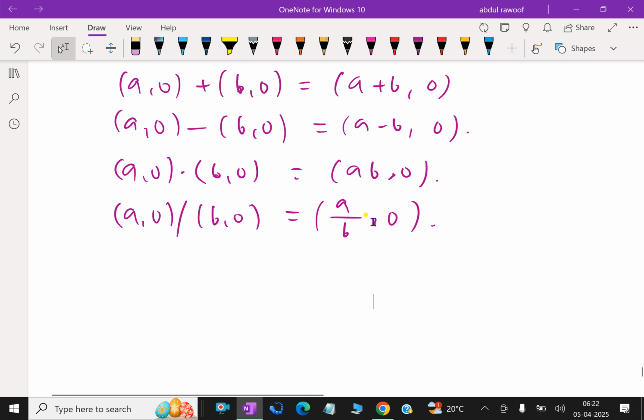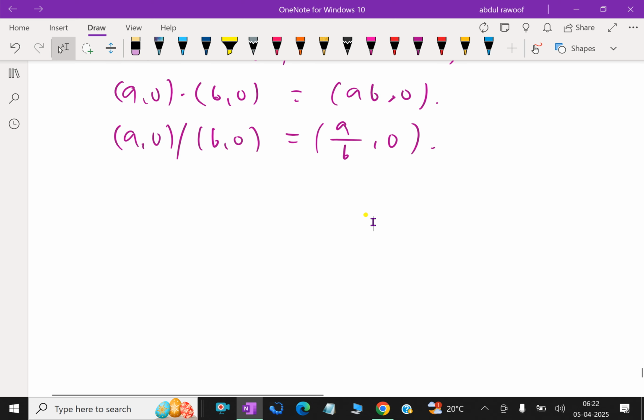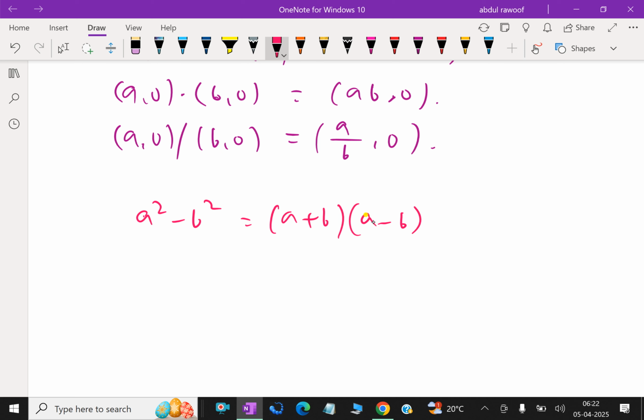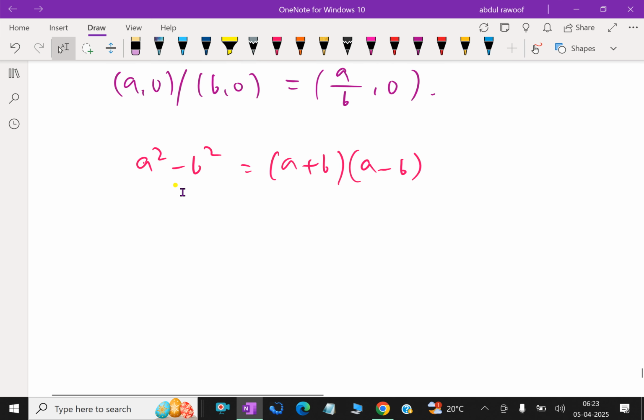Now we know that in algebra, A squared minus B squared equals A plus B into A minus B. This is a basic identity of algebra.